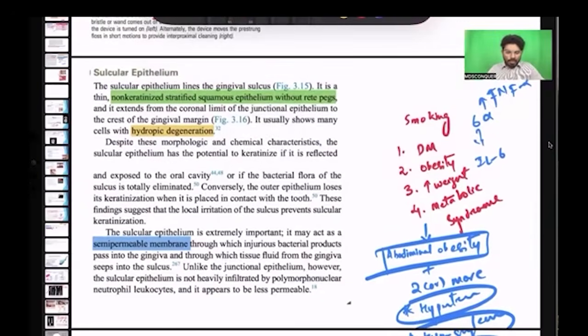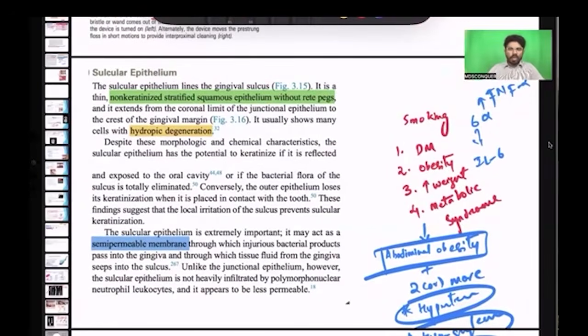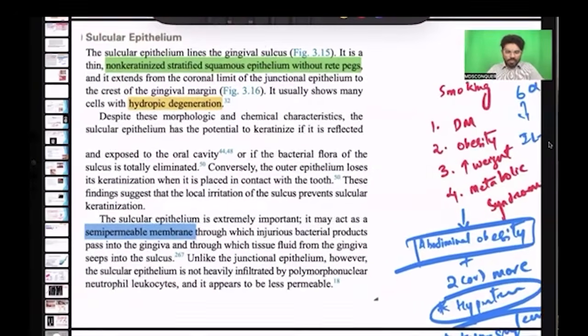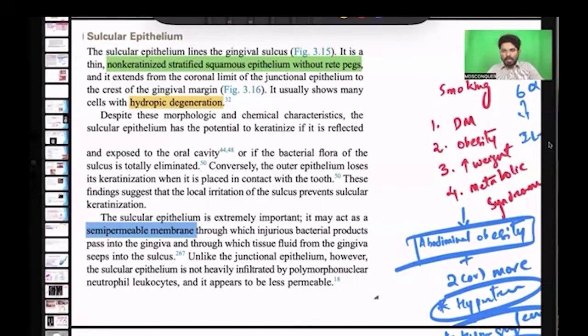Okay. Now we'll try to learn a few important things. Already you're familiar with SE, the sulcular epithelium. What is this sulcular epithelium? Sulcular epithelium lines the gingival sulcus. Yes, very nice. It lines the gingival sulcus. It is a non-keratinized stratified squamous epithelium without rete pegs.